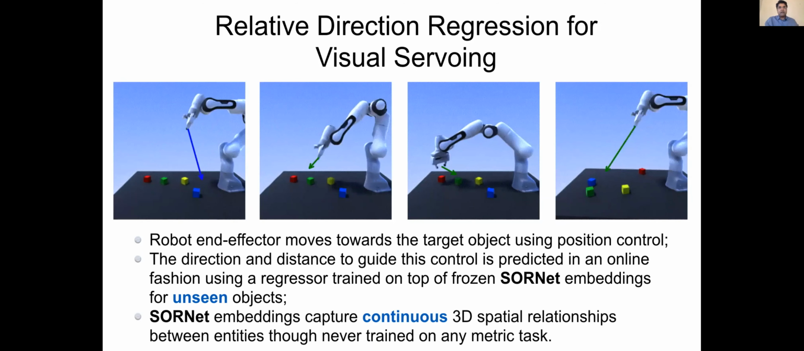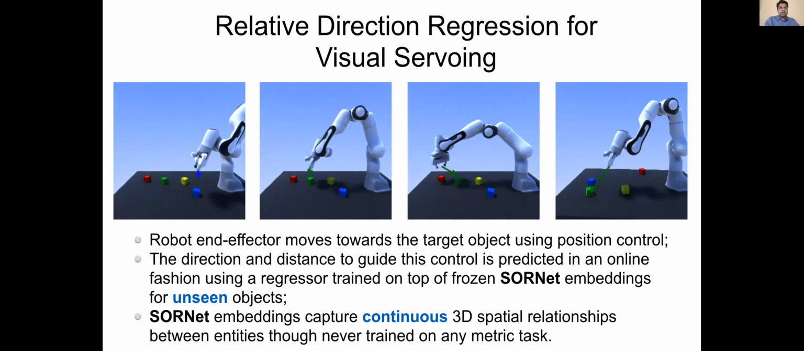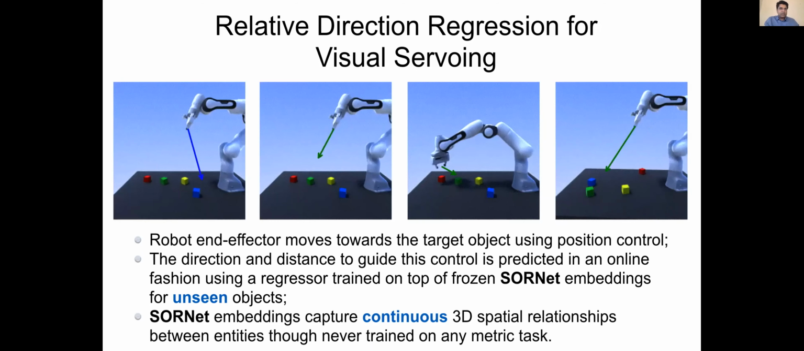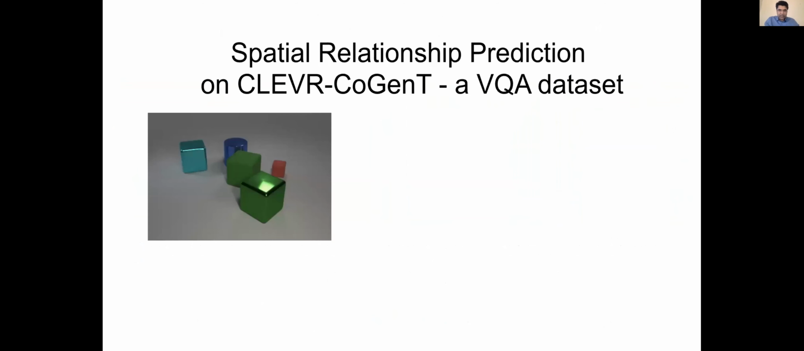So we see that the work that we are doing is related to the visual question answering domain of research. We tested how good the spatial relationship prediction is on a VQA dataset, specifically here, the Clever Cogent T dataset, which has 4 different spatial relationships that talk about whether an object is left of, right of, in front of, or behind the other object.